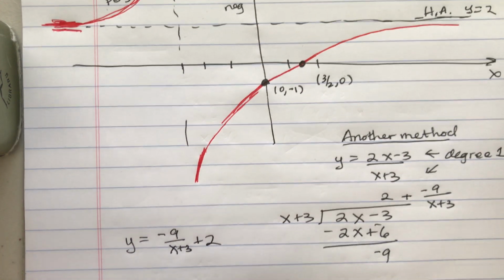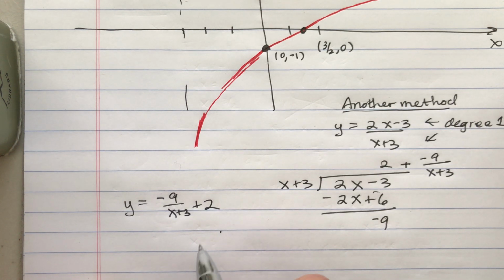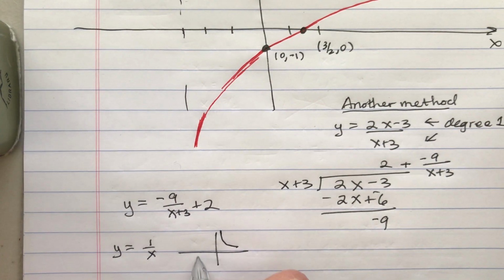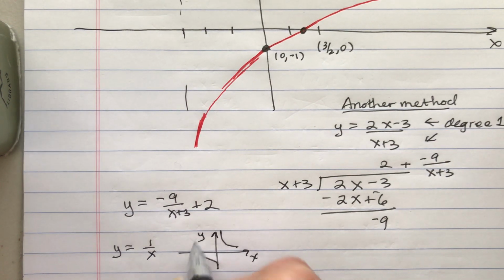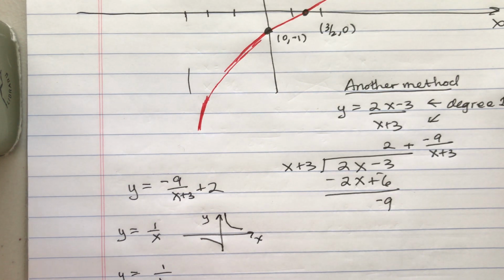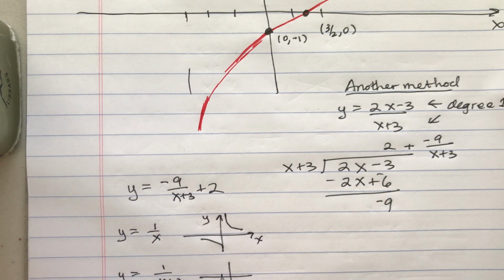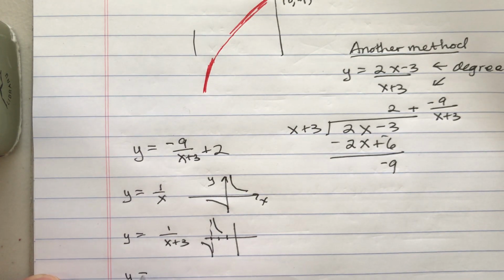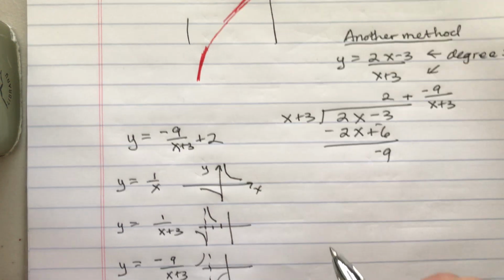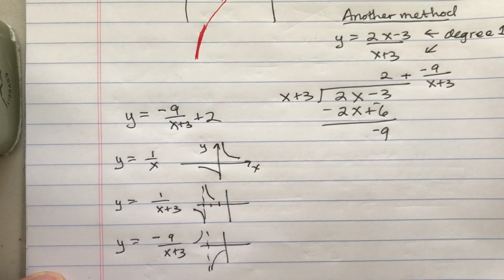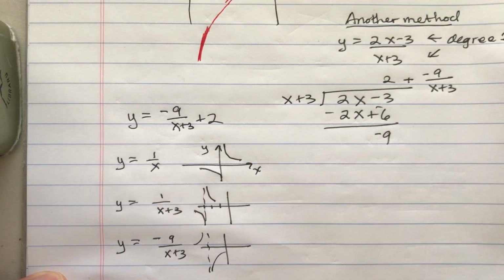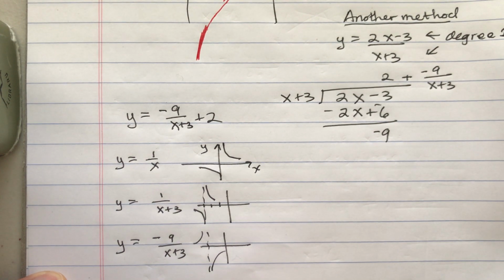plus 2. So the way you can look at this is you start off with y equals 1 over x. Really quick, it's like this. Then you write y equals 1 over (x plus 3), and that's a shift to the left by 3. And then you look at y equals negative 9 over (x plus 3), and that's taking this graph and flipping it over. And then you take the whole thing and add 2 to it, and it moves the whole thing up by 2.